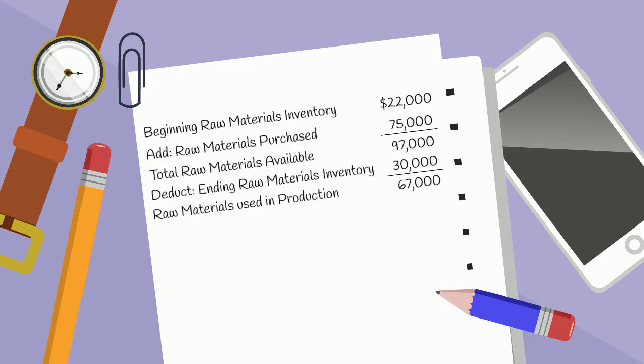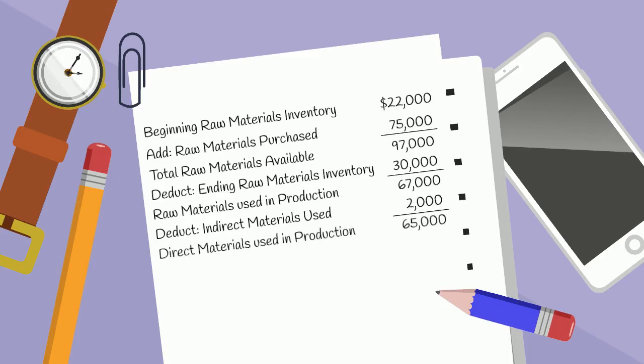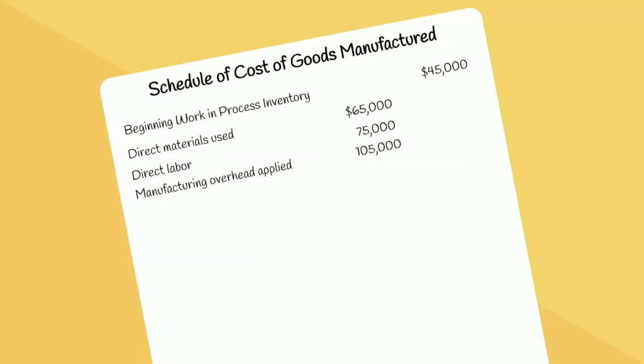However, we want to know the amount of direct materials. Therefore, we need to deduct the amount of indirect materials from this number. Now we have the amount of direct materials used this period. Okay, back to our schedule.